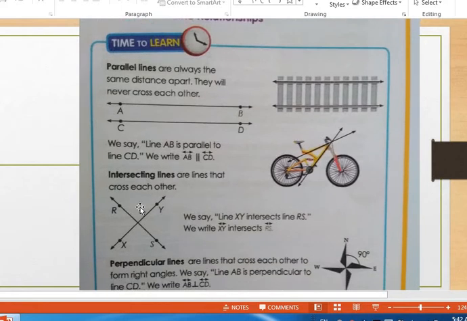Moving to the intersecting lines. The intersecting lines are lines that cross each other. Yeah, cross, make an accident here. We say line XY intersects line RS at a definite point here. We write XY intersects RS, as here in the bicycle.